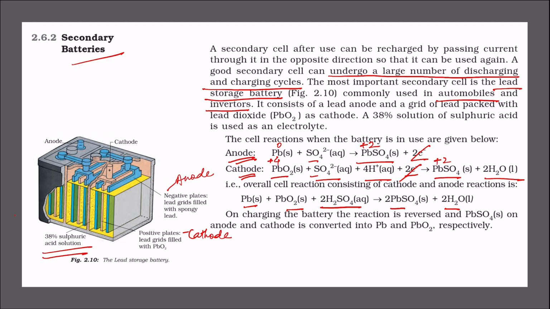On charging the battery, the reaction is reversed, meaning the lead sulfate which is present changes to lead at the anode and it is converted to lead dioxide at the cathode. So while recharging the battery, this reaction takes place in the reverse direction, and lead sulfate changes to lead at the anode and to lead dioxide at the cathode.